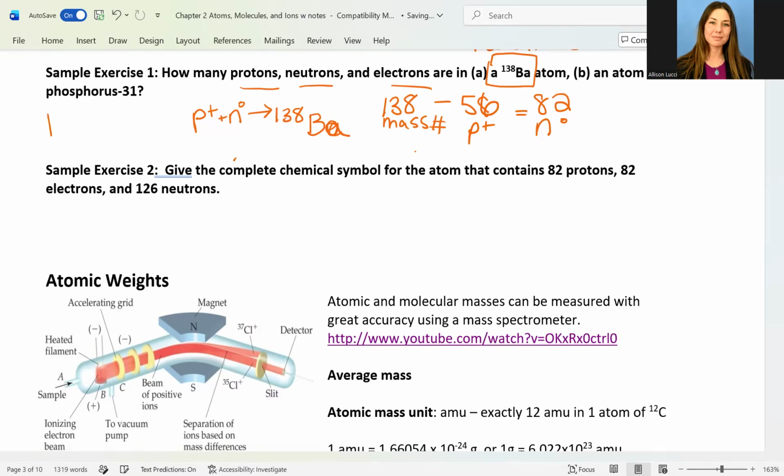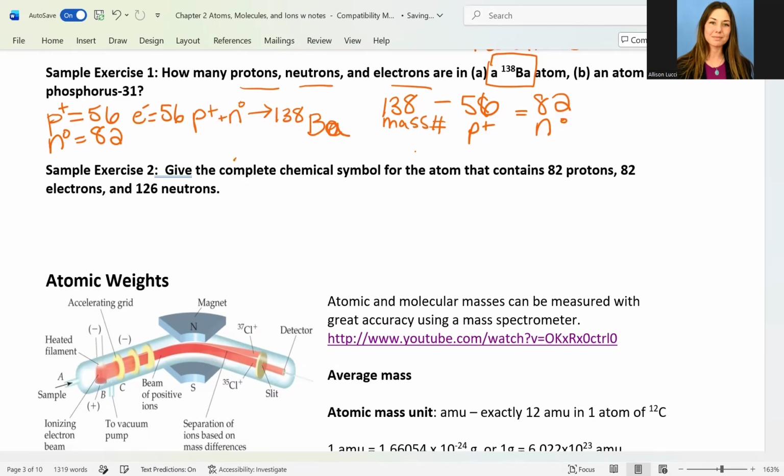So if we made a summary, we would say protons, we got that from the periodic table. There's 56. Neutrons, we subtracted 138 minus 56 to find that there's 82. And then the number of electrons will always be equal to the number of protons in a neutral atom. So for part A, we have 56 protons, 56 electrons, and 82 neutrons.